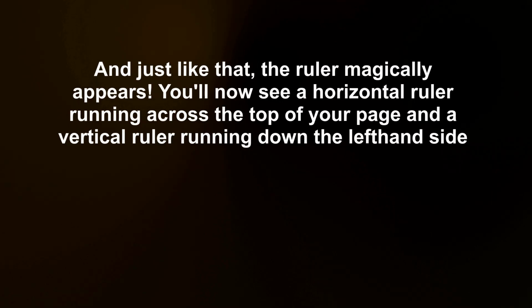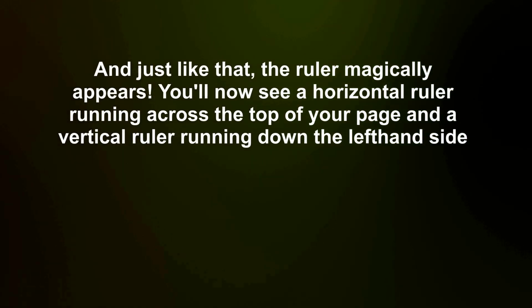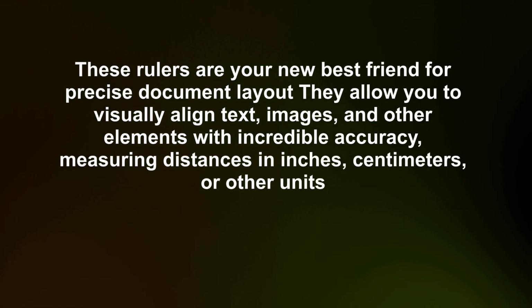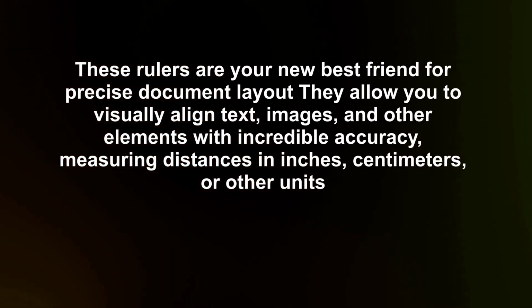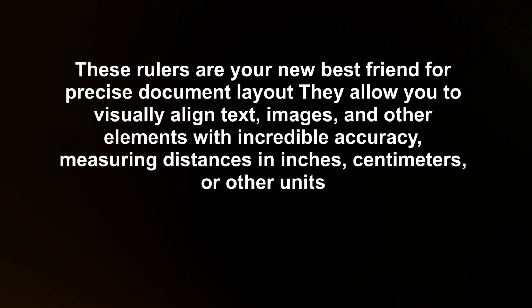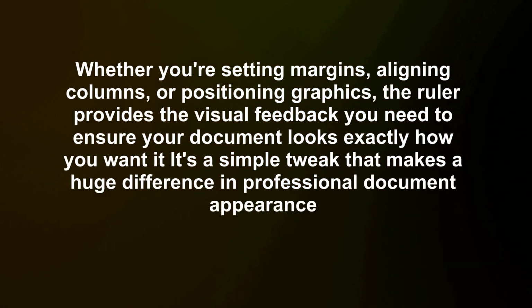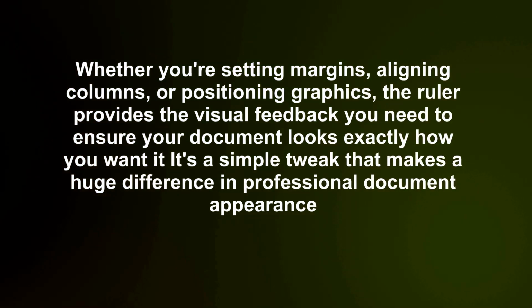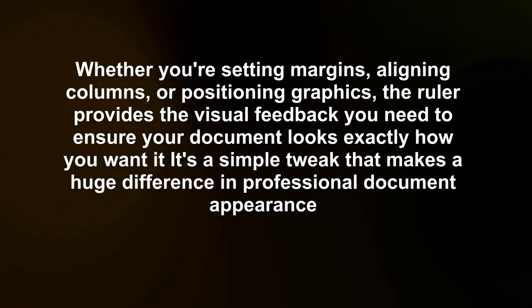You'll now see a horizontal ruler running across the top of your page and a vertical ruler running down the left-hand side. These rulers are your new best friend for precise document layout. They allow you to visually align text, images, and other elements with incredible accuracy, measuring distances in inches, centimeters, or other units. Whether you're setting margins, aligning columns, or positioning graphics, the ruler provides the visual feedback you need to ensure your document looks exactly how you want it.